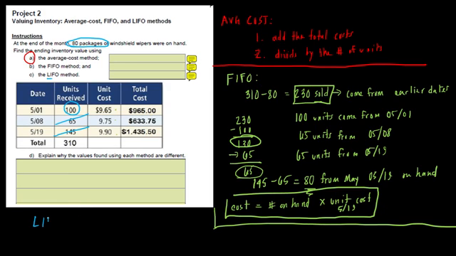So for our last in, first out method, our cost would be the number on hand multiplied by the unit cost from May 1st.